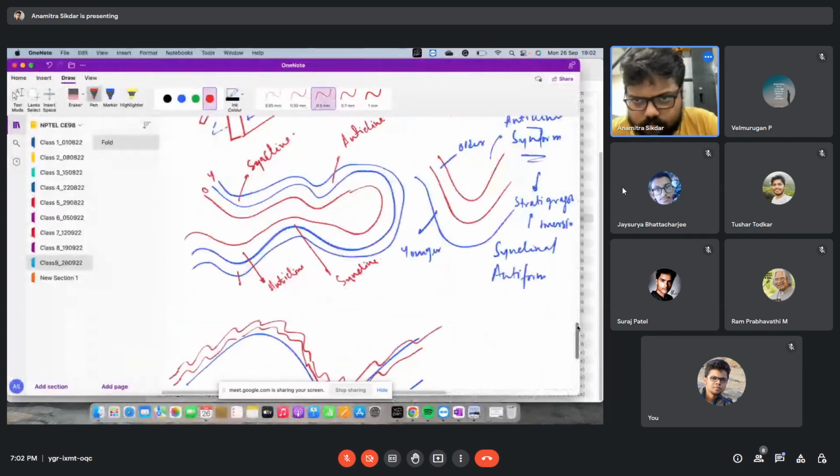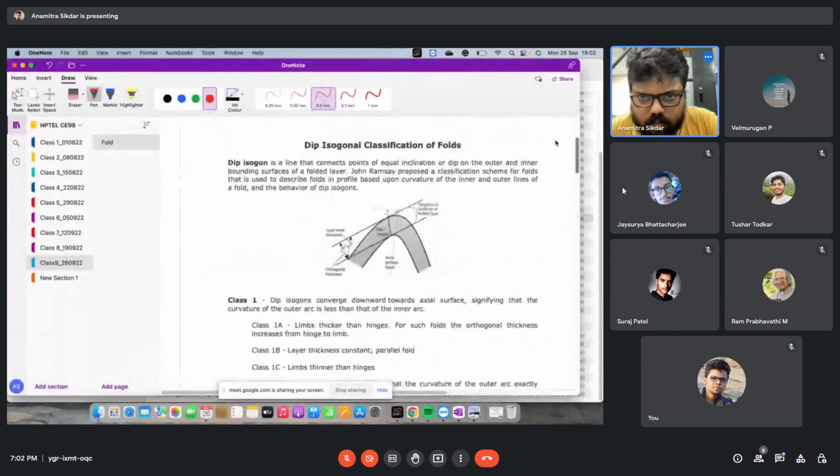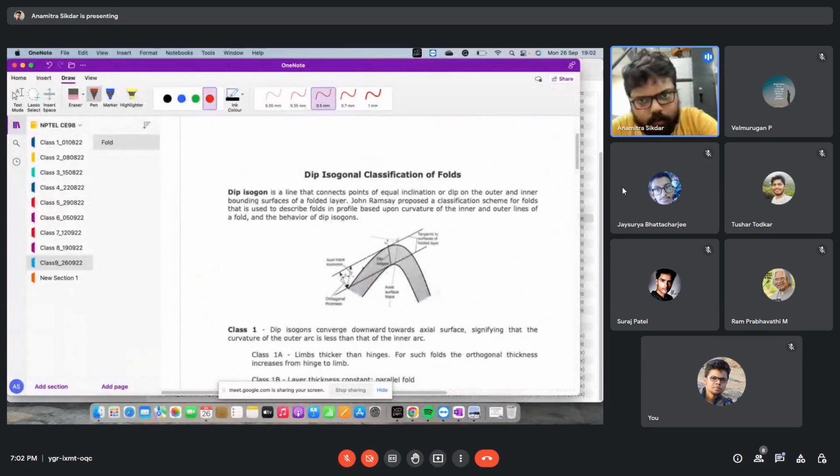Suppose you have a fold like that, and if you connect the points which have the same dip, right? If you connect this point and this point, they have more or less the same dip. So the line connecting those 2 points will be termed as dip isogons. All right. And if you draw tangents at those 2 points, as the dips of those two points are same, these tangents will be parallel, right?